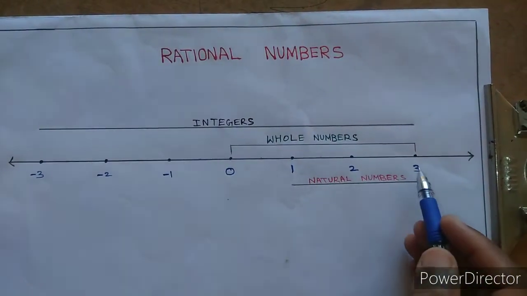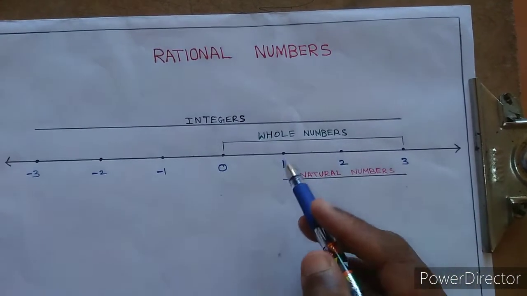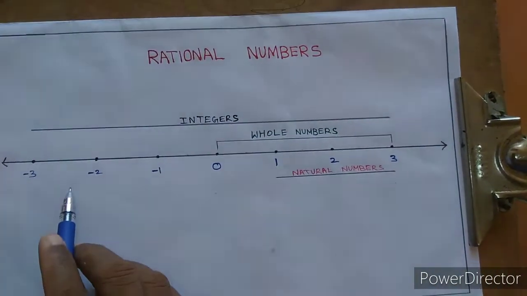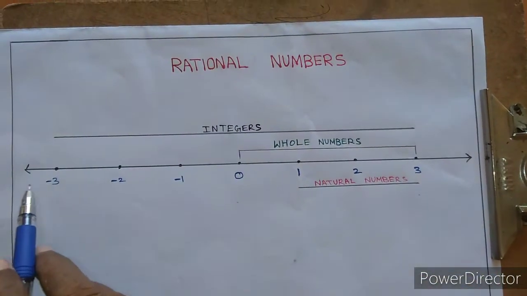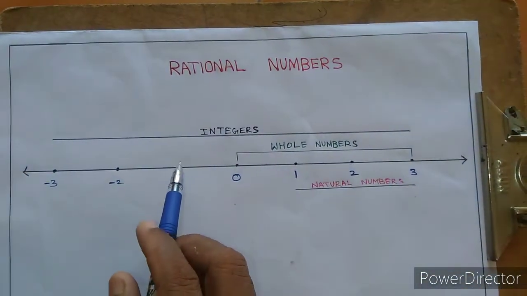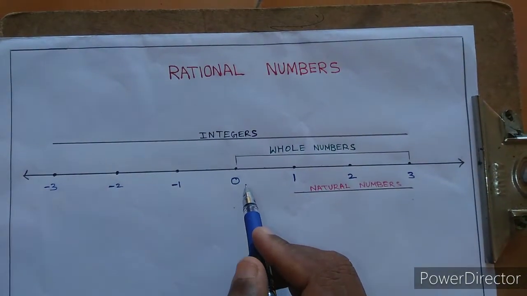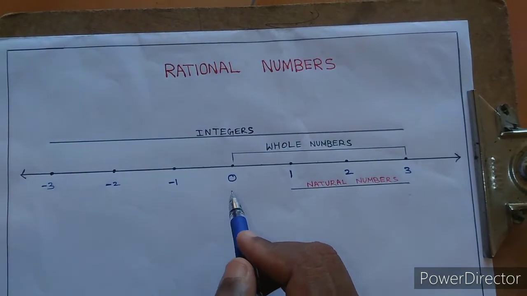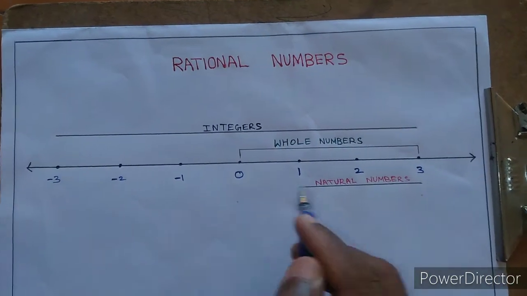The right side of 0, 1, 2, 3 and so on, is called positive integers. The left side of 0, minus 1, minus 2, minus 3, etc., is called negative integers. 0 has no positive and negative sign. Therefore, 0 is a neutral number.